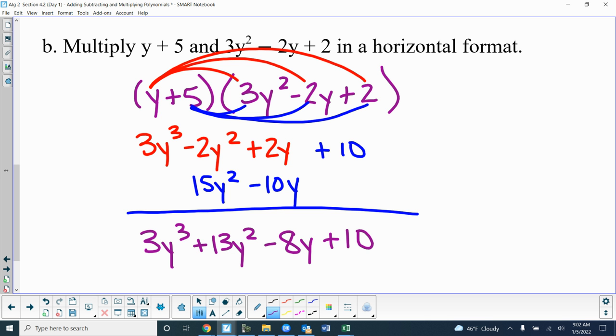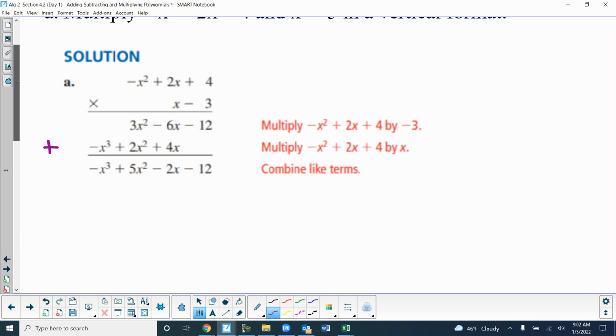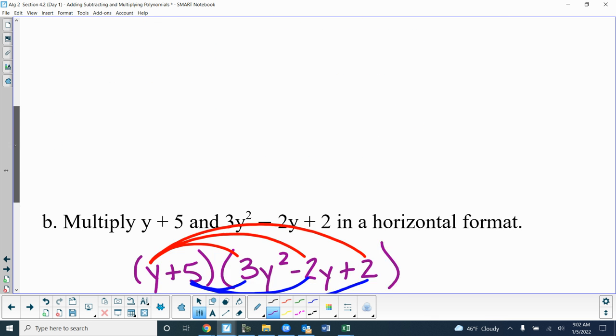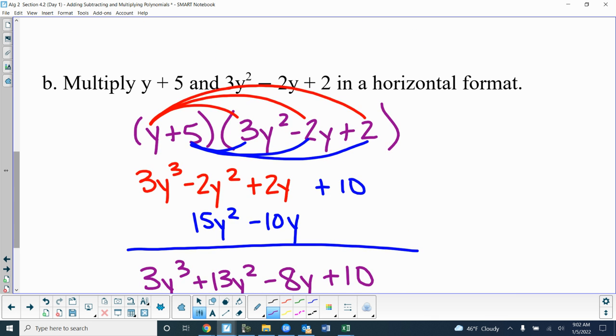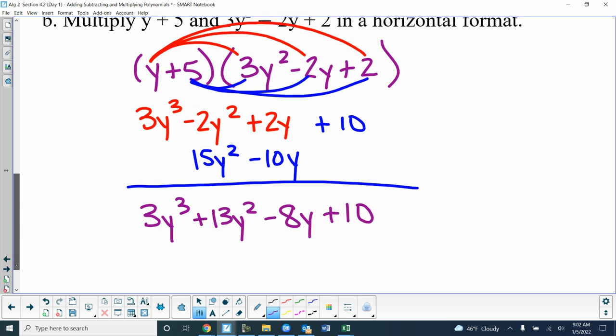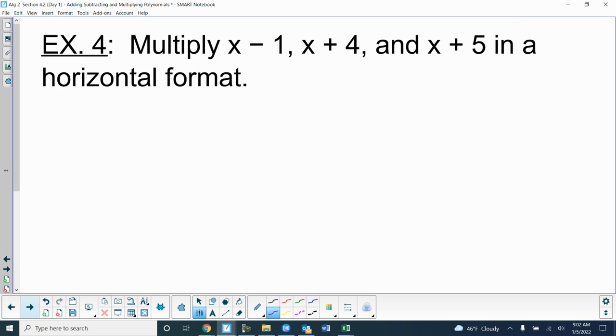Again, whichever you feel most comfortable with. If you like to right away go vertical, like this first example, that's fine. But that's how I've always done it, it's like this. So, your choice. So far, so good? All right, what if we have 3 polynomials, actually binomials, that we have to multiply? Do 2 of them together.